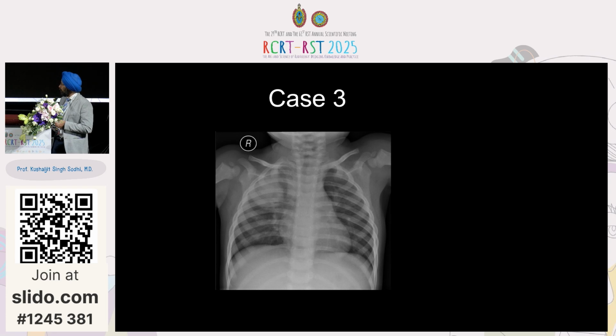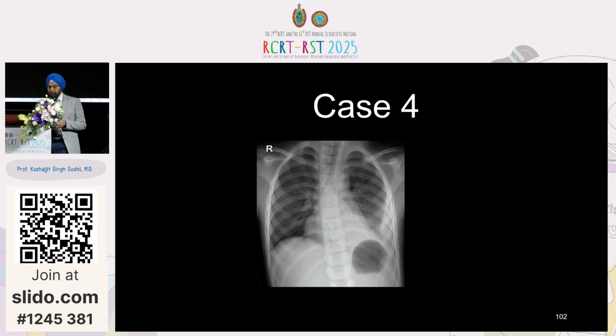Okay, so this one I showed you, a 7 or 8 year old child with a large solitary mass-like looking lesion on the first radiograph. So this is a round pneumonia.